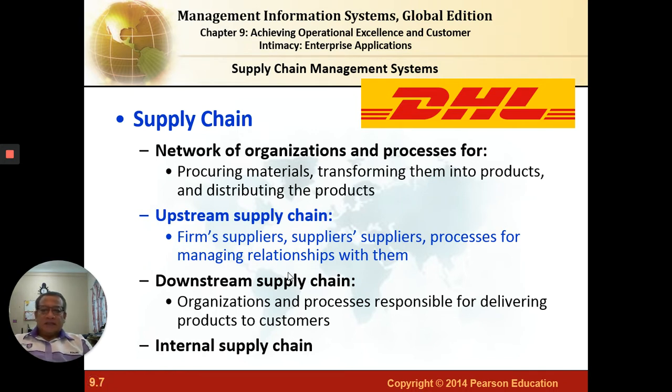So basically, SCM, supply chain management, is focusing on the upstream supply chain, which is the upper part of the supply chain. For example, from the supplier, of course, the supplier also has their own supplier, and the process of managing the relationship with your supplier. So this is basically about handling the upper process of your production line.